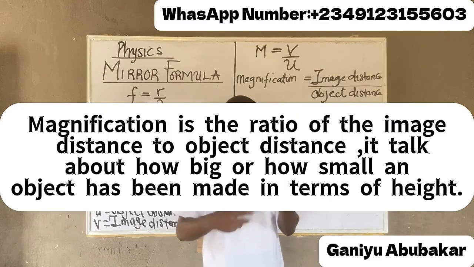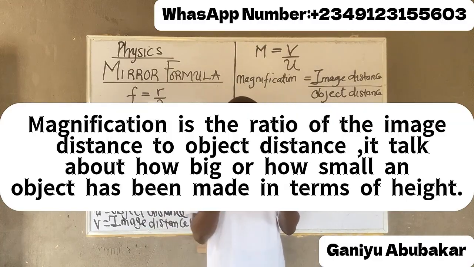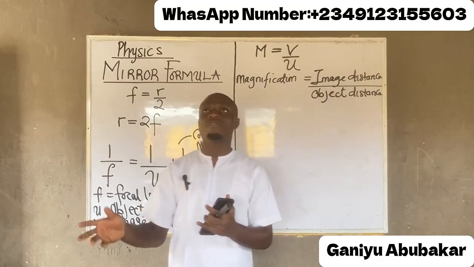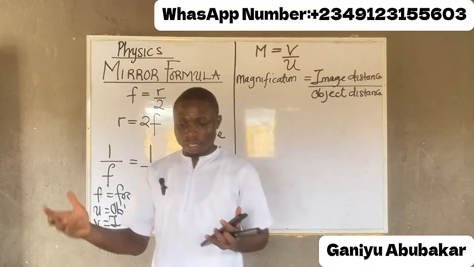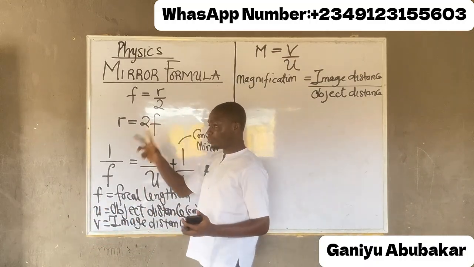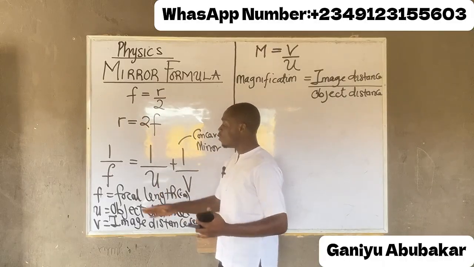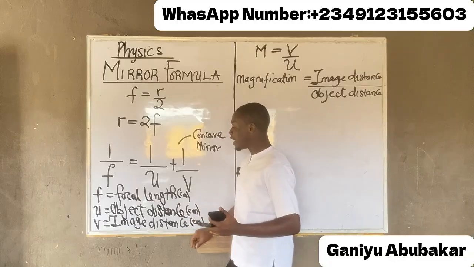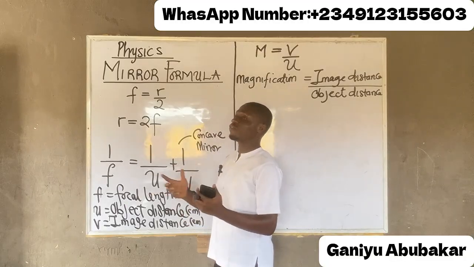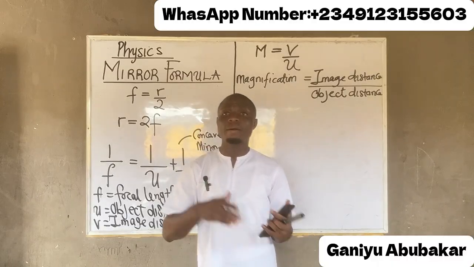It talks about how big or how small an object has been made. That is how you define linear magnification. So we have looked at the relationship between focal length and radius. Done. We looked at the relationship between focal length, image distance, and object distance, as you can see here, which is an expression for a concave mirror. Now, look at linear magnification.